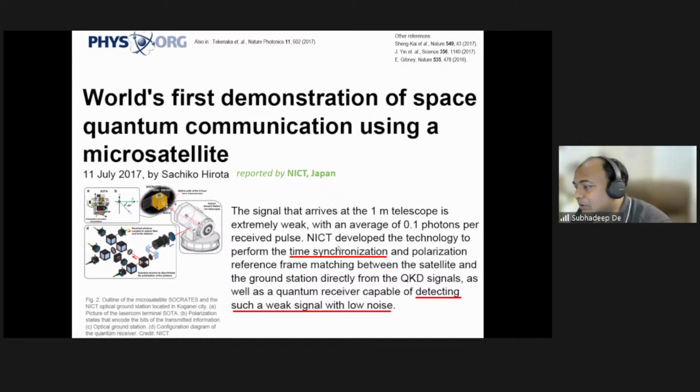NICT developed the technology to perform time synchronization and polarization reference frame matching between the satellites and the ground station directly from the QKD, quantum key distribution signals, as well as quantum receivers capable of detecting such a weak signal with low noise. So basically what they say is they have developed a very accurate time synchronization technique, and because of that they are able to detect that weak signal.